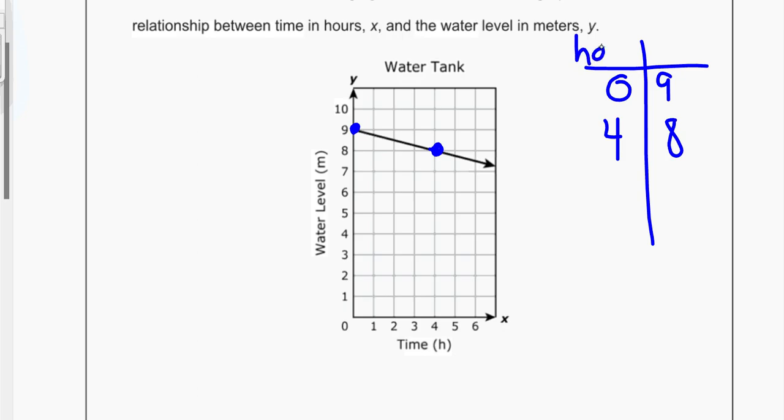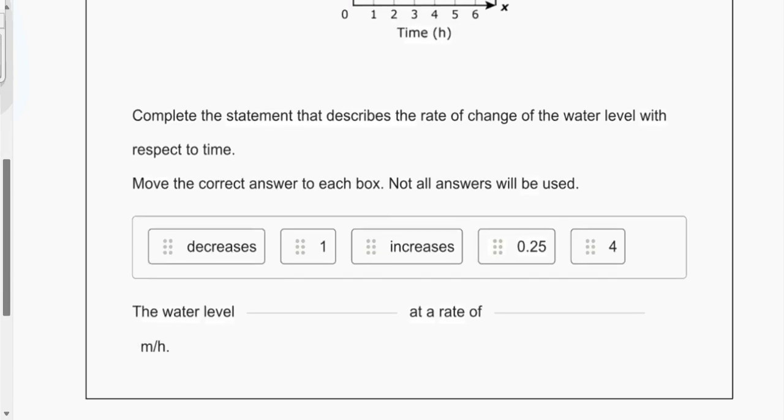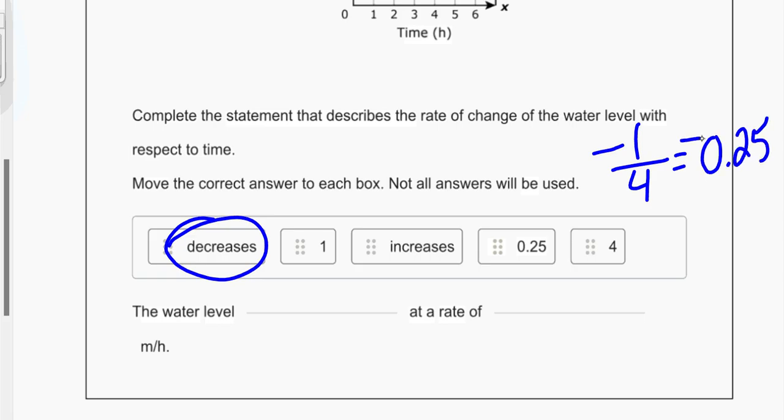So these are my hours, and this is how much water I have, my meters of water. So I can see it decreased by 1 meter in 4 hours. So the water level decreases at a rate of 1 meter per 4 hours. So if it's -1 for 4, that means it's decreasing by 0.25 per hour.